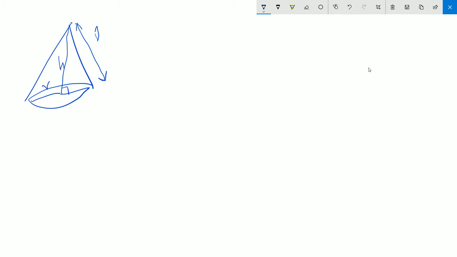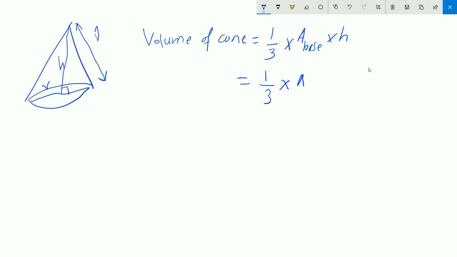To calculate the volume of this cone, we use the formula: volume of cone equals 1 by 3 into area of base into the height of this cone. So 1 by 3, we know that the base is a circular base, so that gives us the area of a circle, pi r squared, into h. And finally we get 1 by 3 pi r squared h.